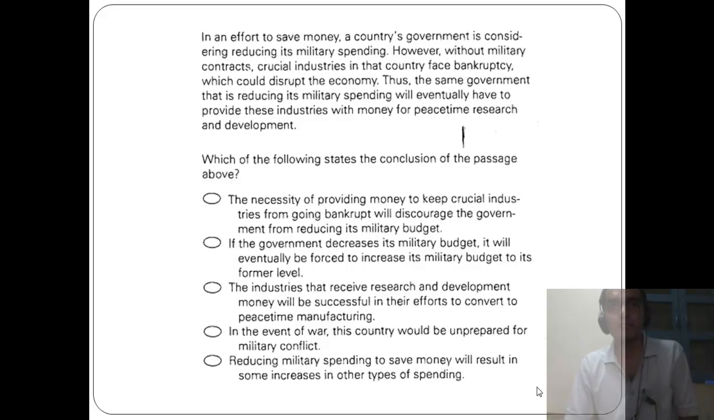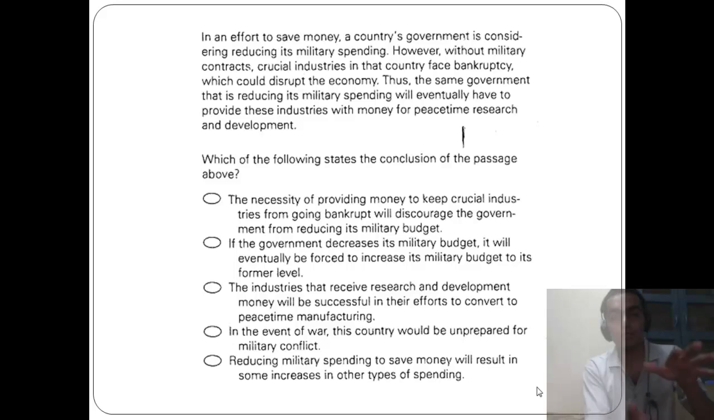The industries that receive research and development money will be successful in their efforts to convert into peacetime research. Of course, out of scope, because the premise here is that the government is decreasing. The assumption is that if that happens, then they would close down, and the mini conclusion is that the government has to give them money for peacetime research. So C also goes out. In the event of war, the country would be unprepared for this. Of course, that goes four steps ahead.